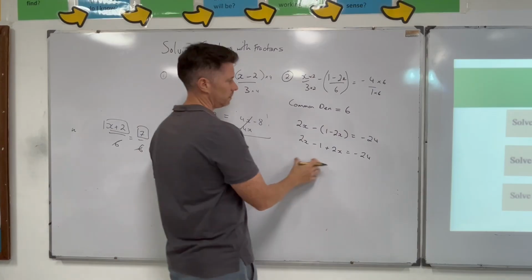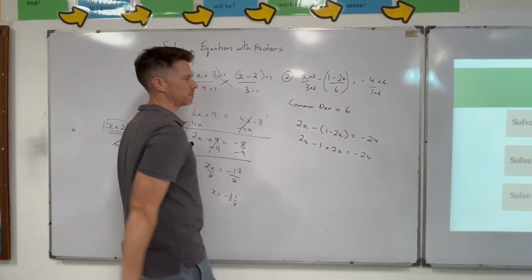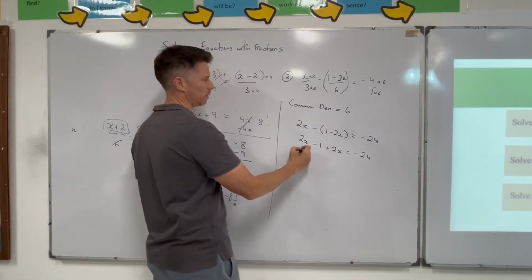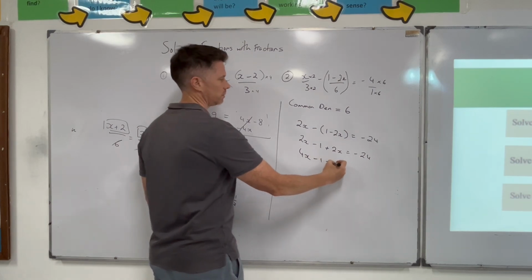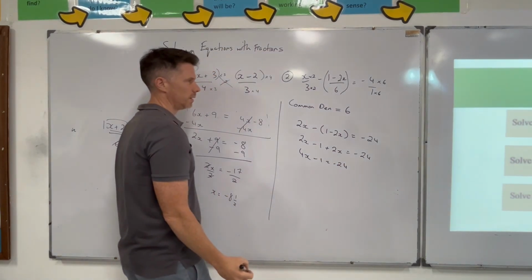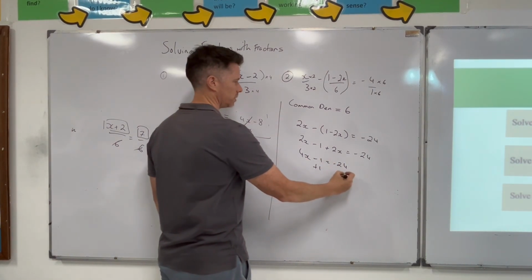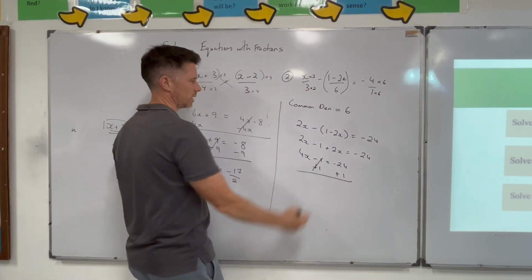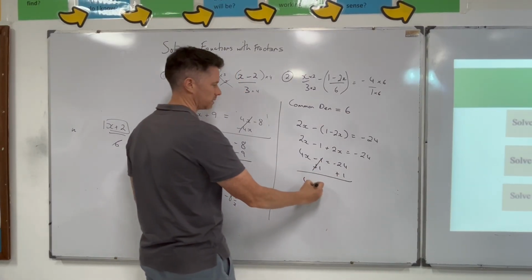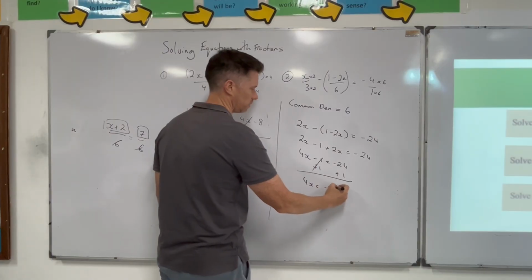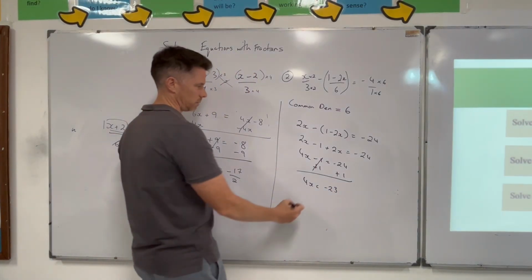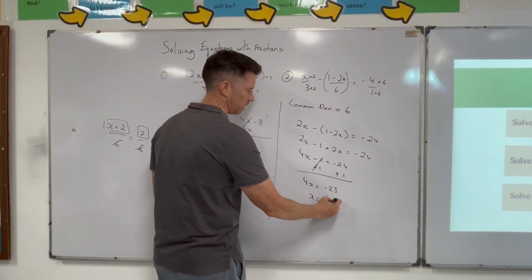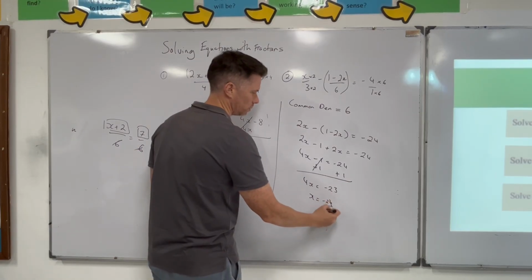Next step, if these two are on the same side, I can combine them. I get 4x minus 1 is equal to minus 24. And then I add 1 to both sides. Now I can do the solving process. Add 1 to both sides. I get 4x is equal to negative 23. And my final answer then is going to be divide by that 4, negative 23 over 4.